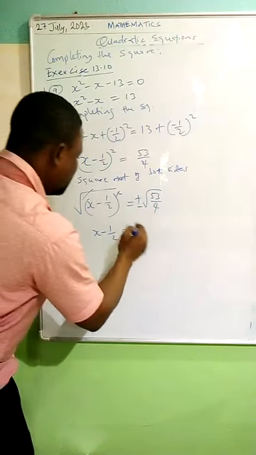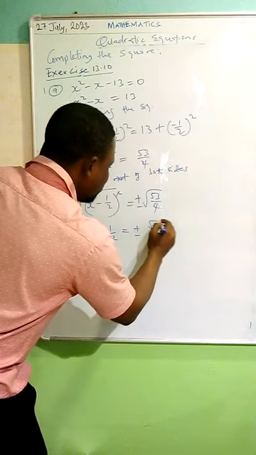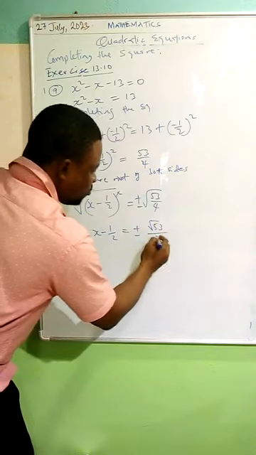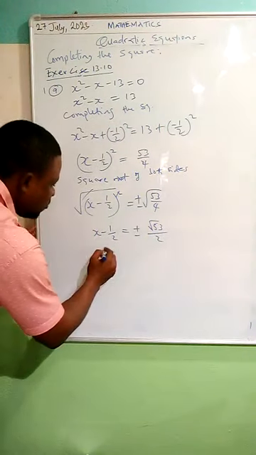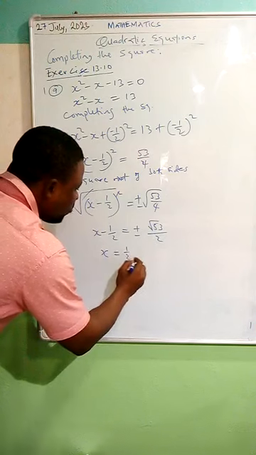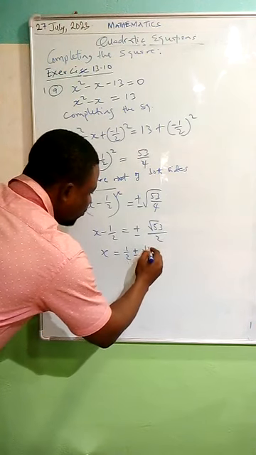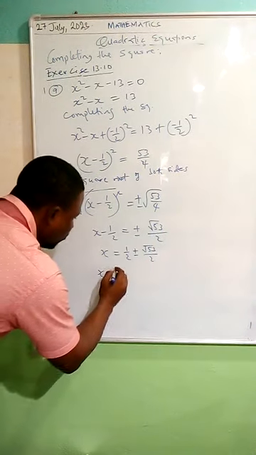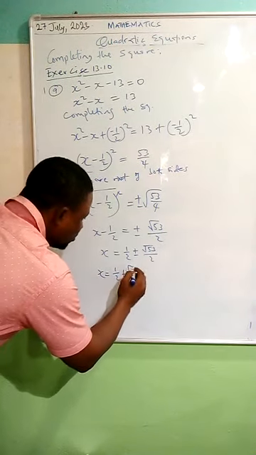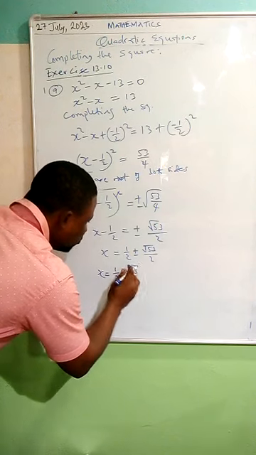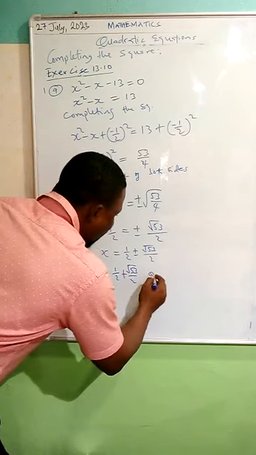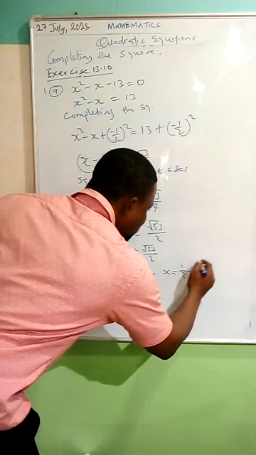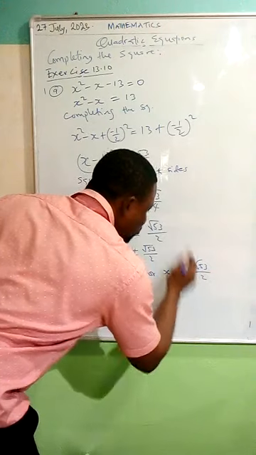So I have plus or minus the square root of 53, because 53 is not a perfect square, but 4 is going to result in 2. So I can take this to the other side. I have x equal to 1 over 2 plus or minus the square root of 53 over 2. So x is equal to 1 over 2 plus the square root of 53 over 2 on one side, or x is equal to 1 over 2 minus the square root of 53 over 2 on the other side.